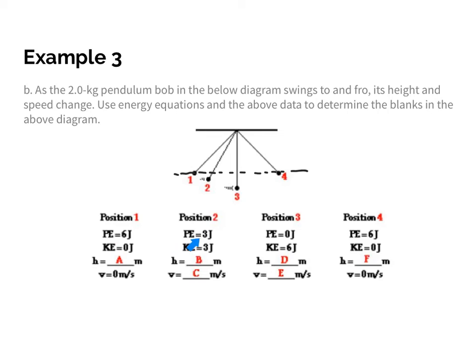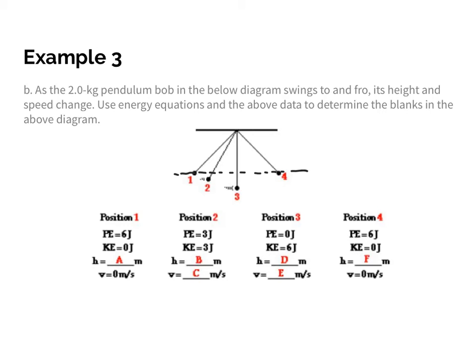As it swings down, it loses height, so it's going to go from 3 to 0, then back up to 6 as it gains height. As it loses potential, obviously kinetic is going to go from 0 up to 3, then up to a maximum of 6, and then back to 0. So again, the total energy that we're seeing here is always going to add up to 6 joules, and that's the idea of the conservation of energy and energy being transformed.